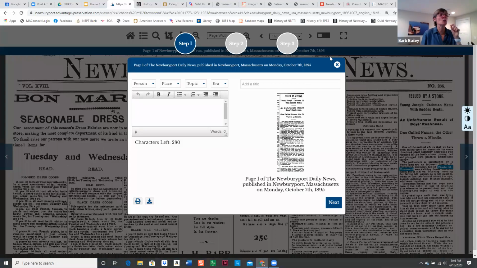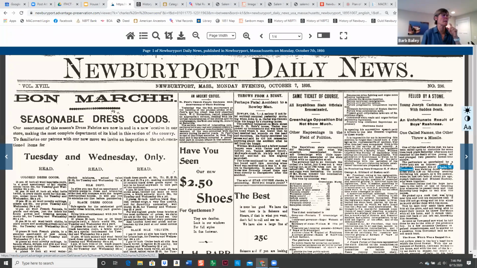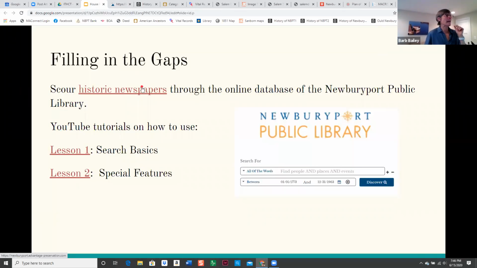There's a tutorial on how to do all that, so I'm not going to spend a whole lot of time on that. The library actually has 2 YouTube tutorials. The first one talks about how to use the basic features, and then the special features are in lesson 2. That shows you how to crop it and how to remove the little blue bar that's across the name, and a couple of other things. So you can learn a little bit more using those.